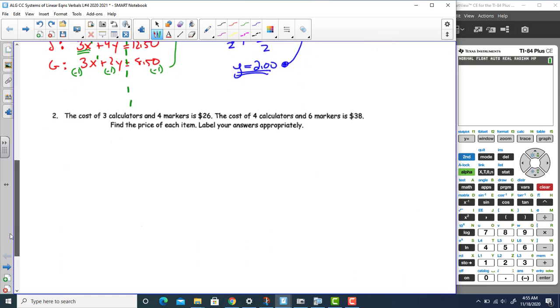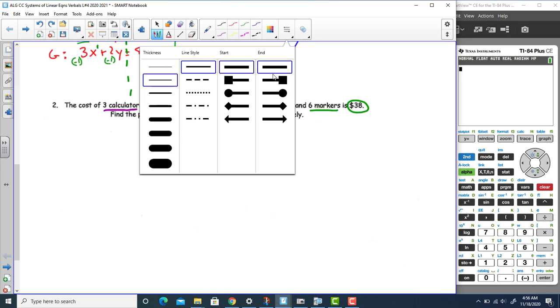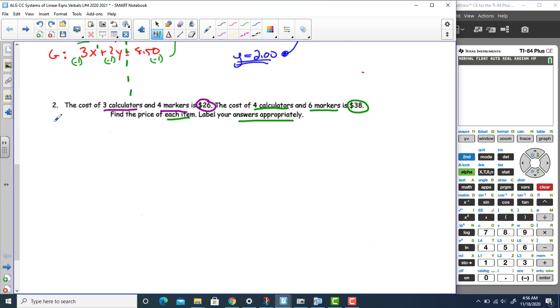If you take a look at the second relationship, ladies and gentlemen, we're told that the cost of 3 calculators and 4 markers is $26. Additionally, it suggests that 4 calculators and 6 markers is $38. And we're asked to find the price of each item and label our answer above. Since we don't know the price of either of the items, this is where we would want to organize our thoughts and set up a let statement.